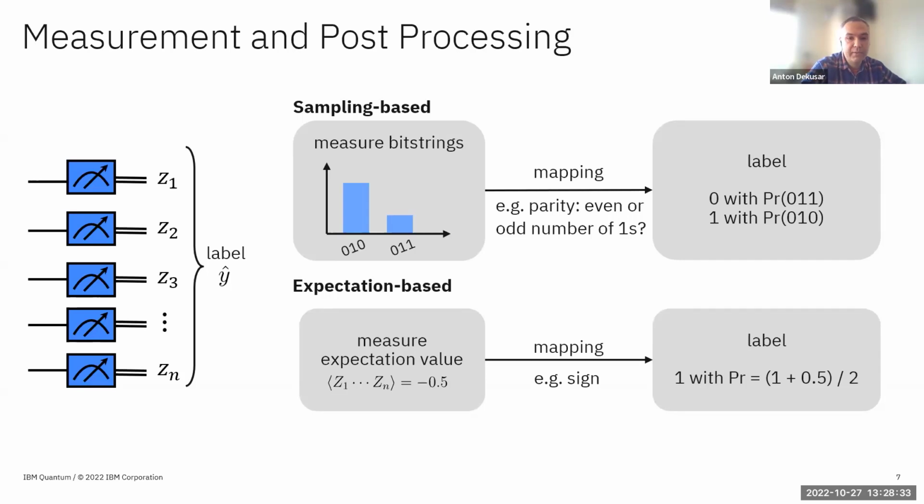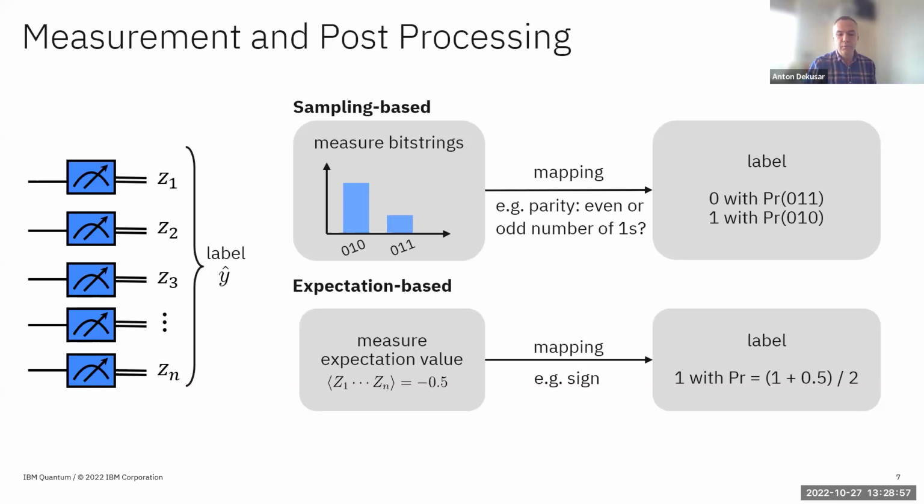For instance, you may apply a sign function. And if you have a positive number, this is a dog in the image. If you have a negative number, you may say you have a cat in your image. So this is the way you may map your expectation value to a label. And this is our predicted label in this case.